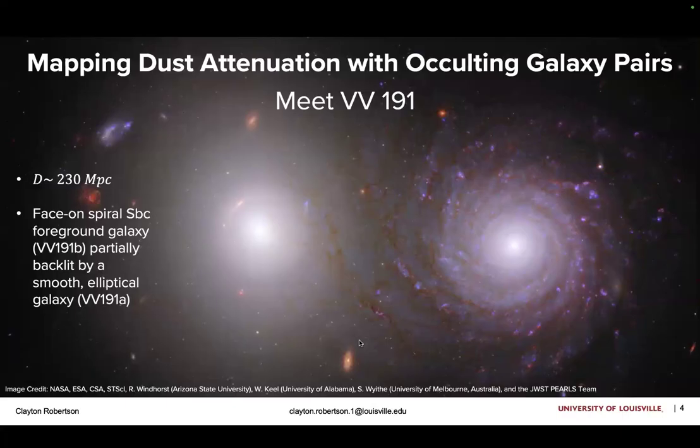That way the background galaxy acts like a lamp. It acts like a lamp that highlights the dust structures in a way that hasn't really ever been seen before, because of the unique way it's backlighting those structures. And it gives us the opportunity to map out that dust structure and calculate dust attenuation along the overlap of these two galaxies.